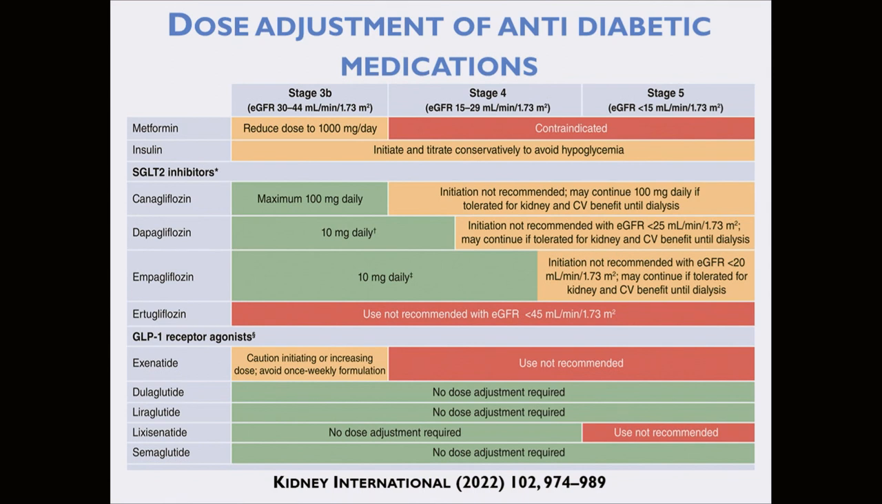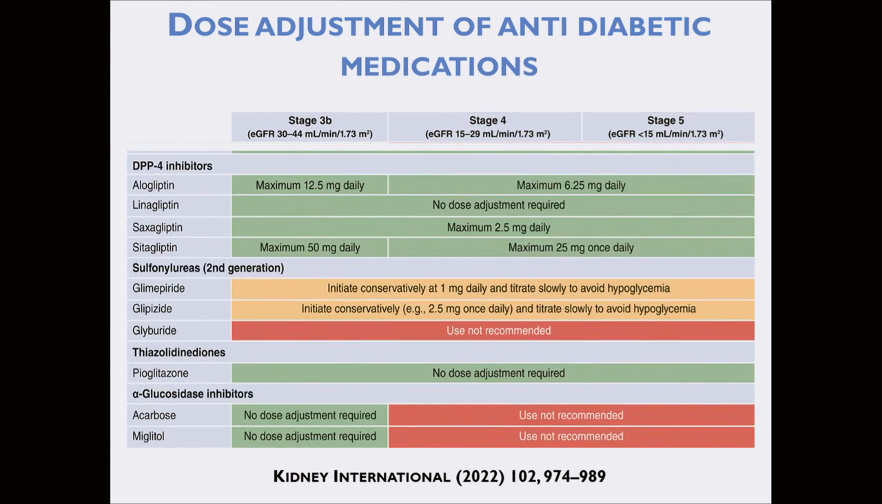This is the dose adjustment of anti-diabetic medication according to stage of CKD. Metformin is contraindicated below 30. Insulin can be used in any stage, but as CKD progresses, the dose should be reduced. SGLT2 inhibitor should be used when GFR is above 20 or more. And some GLP-1 agonists can be used even in patients on maintenance dialysis, like dulaglutide, semaglutide, and liraglutide. Regarding DPP-4 inhibitor, linagliptin is safe and it can be used in every stage. Regarding sulfonylurea, it should be used cautiously and hypoglycemia avoided.